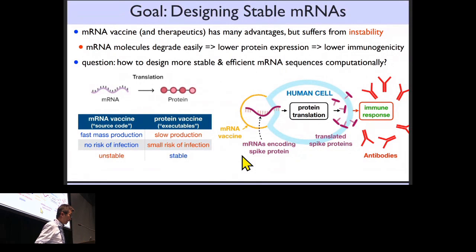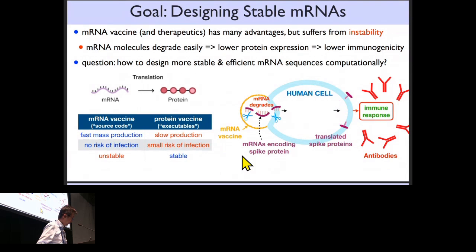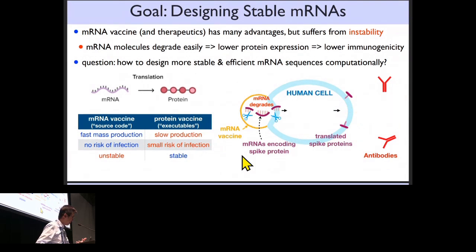As we all know, mRNA vaccines have been very successful, but there's a problem that they're rather unstable because RNA molecules are largely single-stranded. And because of that, they're likely to degrade in your cell or even before entering the cell. As a result, you get less spike protein or whatever antigens expressed, and as a further result, you get fewer antibodies induced. So our question is, how do you design more stable mRNAs using algorithms computationally, which will also be more efficient and express more proteins? So here's the mathematical problem.